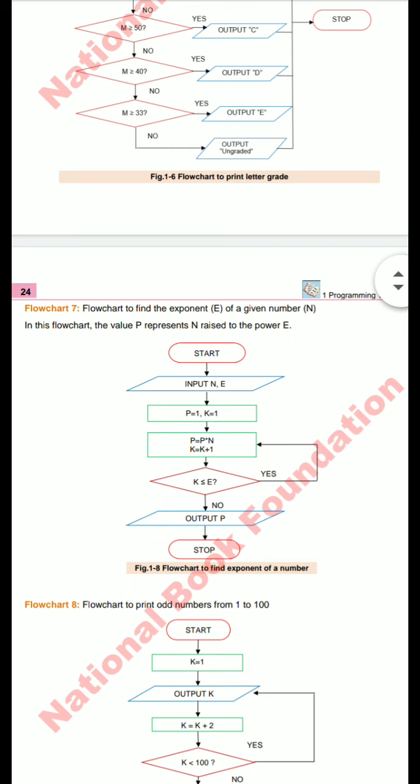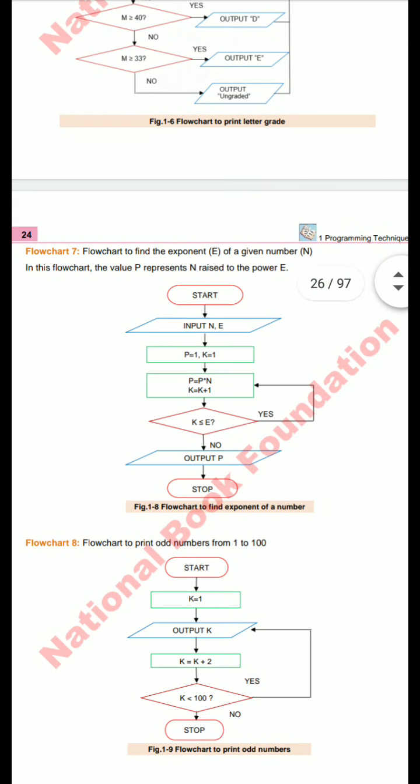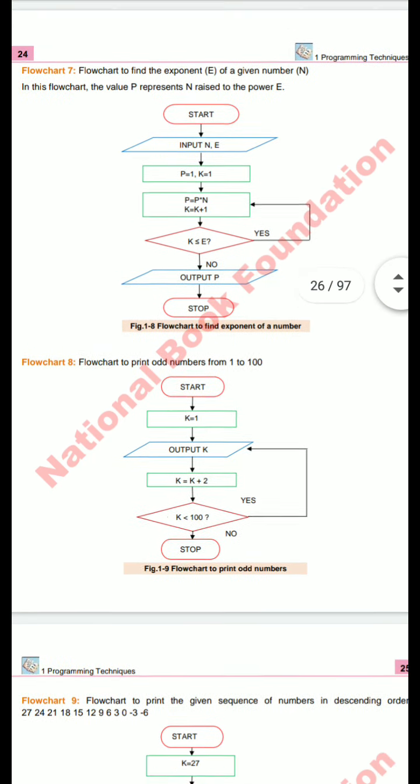Next, flowchart to find the exponent of a given number. Start, input N and E. P is equal to 1, K is equal to 1, P is equal to P star N, and this is a formula. K is equal to K plus 1, and next is the decision symbol, and after putting this we will get output and then stop.